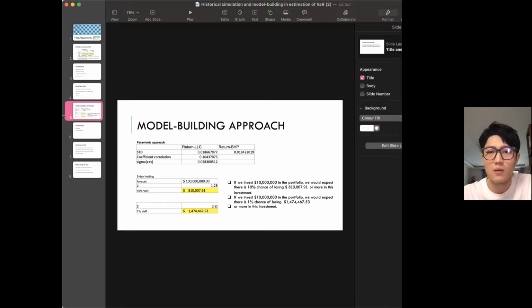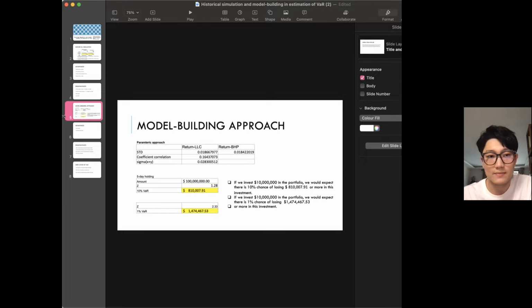Okay, going on to the model building approach. It is different from the previous method. The model building approach assumes the market variables follow the multivariate normal distribution. The result I get in part A is the following.